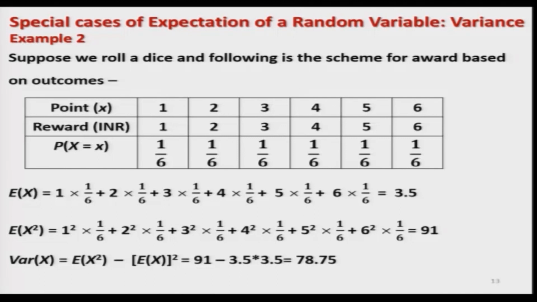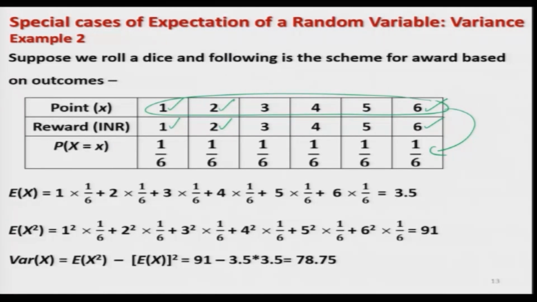So, in this example we roll a die and we get the points 1, 2, 3, 4, 5, 6, and the probability of observing any of the points is 1 upon 6, and the reward associated with these numbers is that if somebody gets number 1, the person gets rupees 1, if somebody gets number 2, the person gets rupees 2, and similarly if somebody gets a number 6, then the person wins rupees 6.